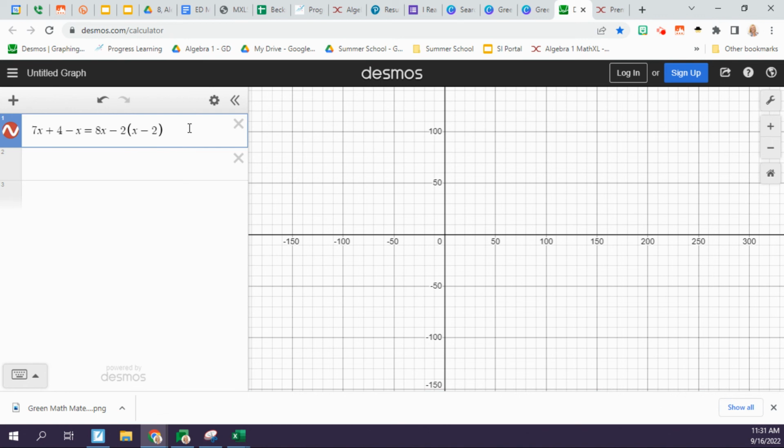You will actually have to simplify these problems by hand in order to determine whether you have no solution, one solution, or an identity. The only thing that works in Desmos is the ones that you find one solution for.